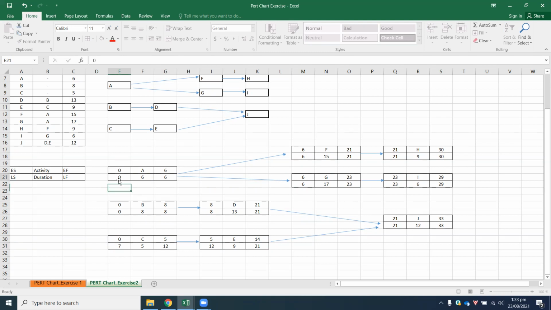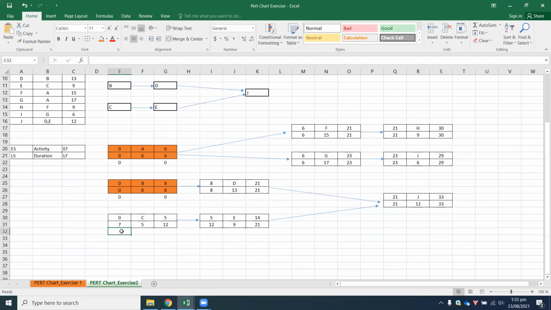So 0 minus 0 gives you a value of 0, which is here, and 6 minus 6 gives you a value of 0. So 0 plus 0 gives you a value of 0. So this becomes part of the critical path. Now 0 minus 0 also gives you 0, and then 8 minus 8 also gives you 0. So 0 plus 0 gives you a value of 0. So this is also part of the critical path.